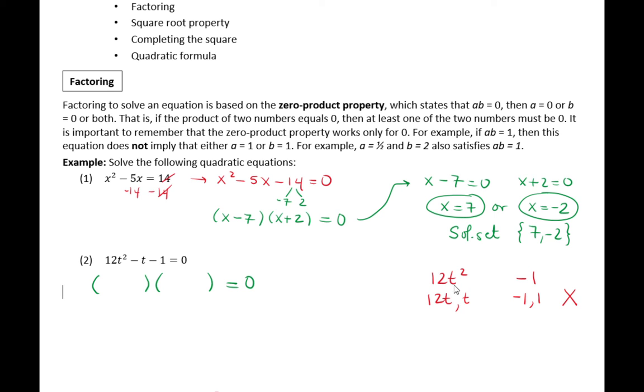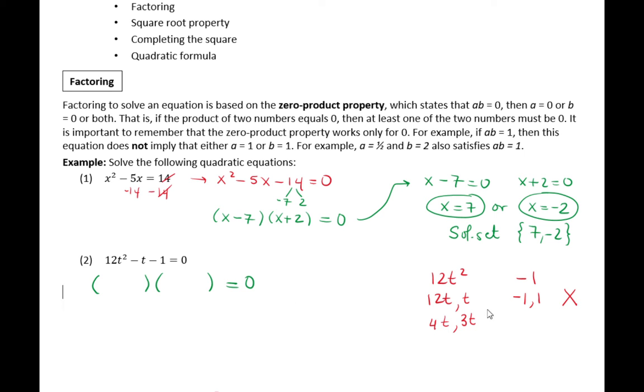Now you can see 12t squared. You can also write this as 4t and 3t. Well, that works, because if you multiply 4t by negative 1, it will be negative 4t, and 1 by 3t, you will get negative 4t plus 3t, which will give you, yes, negative t.